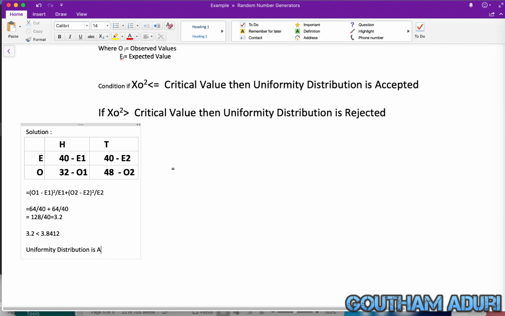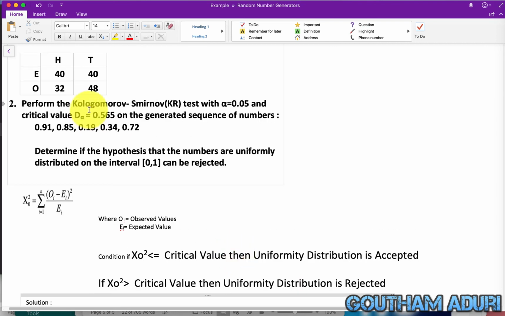It's just to check whether the uniformity distribution is accepted or rejected. So this is what you need to do for the chi-square test. Next we'll see the Kolmogorov-Smirnov test with alpha 0.05 and a critical value of 0.561, and you have to see what it is.